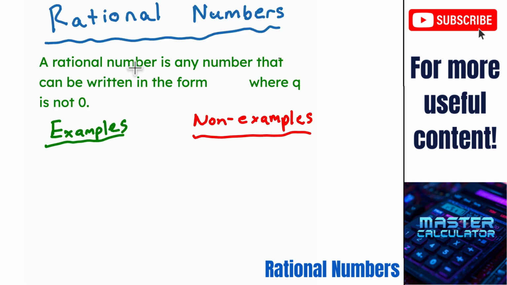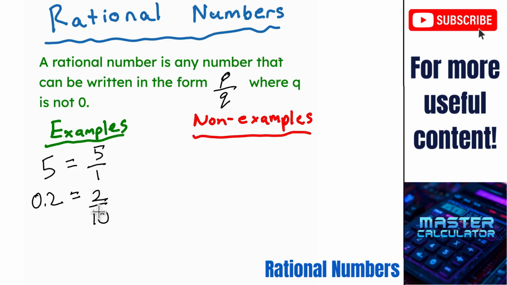What is a rational number? A rational number is any number that can be written in the form p over q, where q is not 0. So let's take a look at some examples of rational numbers. Like we said before, whole numbers are types of rational numbers. So 5 would be a rational number because it can be written as a fraction, 5 over 1. What about 0.2? Is that a rational number? Well, it is, because that can be written as a fraction, 2/10.